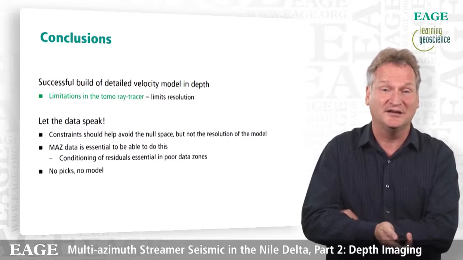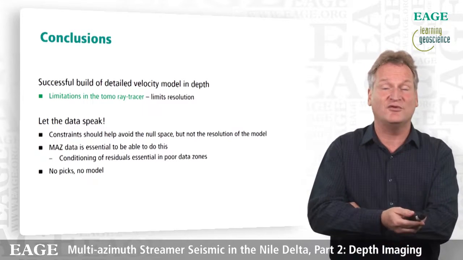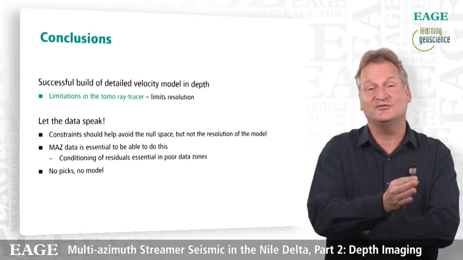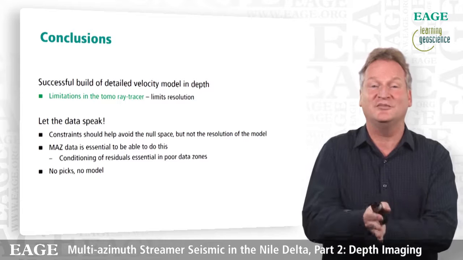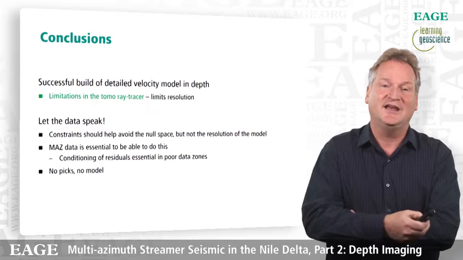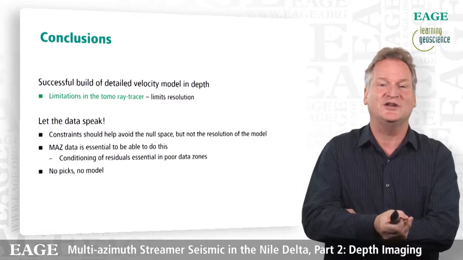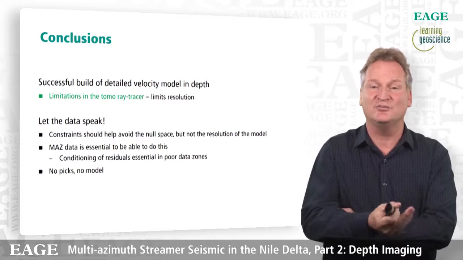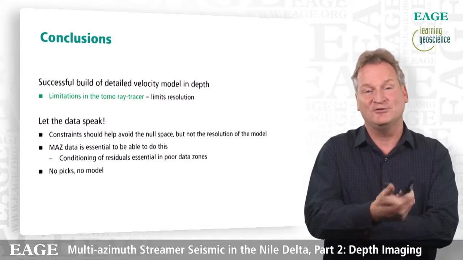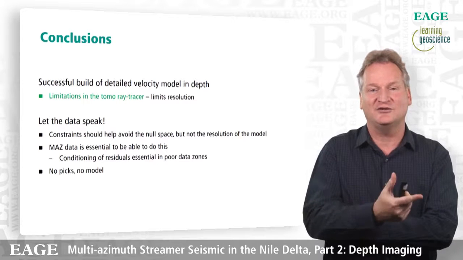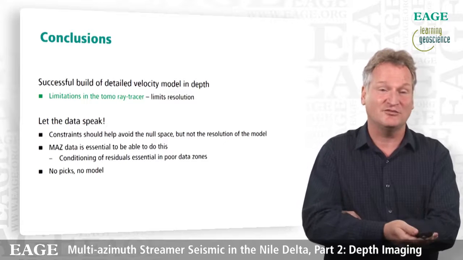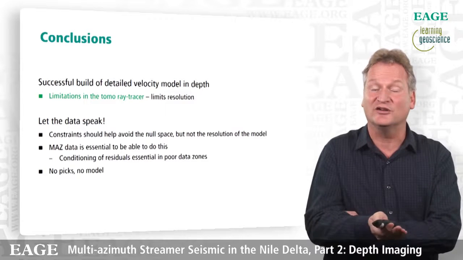Let the data speak. Constraints should help you avoid the null space, so you don't want to go off into Never Never Land, but you do not want those constraints to limit the resolution in your model. And the MAZ data was really essential to be able to do this. Together with that, the conditioning of the residuals in the poor data zones, by knocking the noise down and making sure that we get reliable picks, was also very important. Because if you have no picks somewhere, you're not going to get any model updates there either.